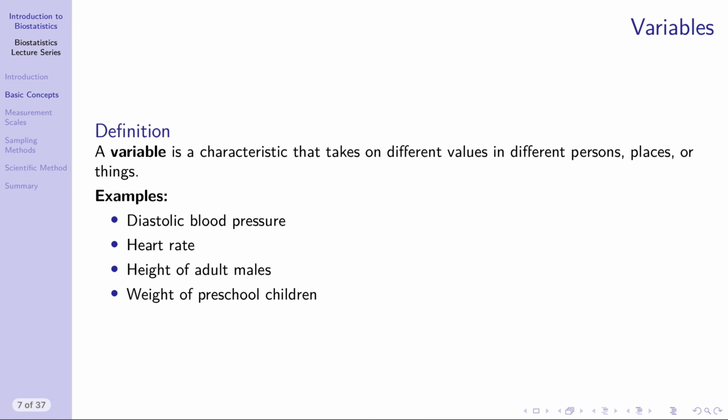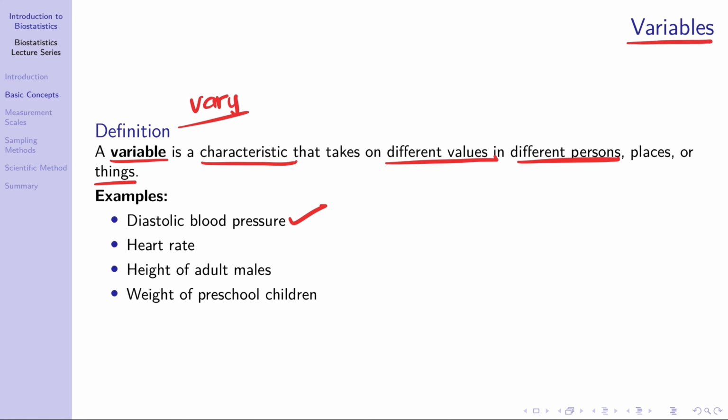So the next definition is variable. What is a variable? The name itself says that it is something that varies. A variable is a characteristic that takes on different values in different persons, places, or things. This is something that is specifically characteristic, but it changes with a particular person, place, or thing. In biostatistics, for example, the diastolic blood pressure, heart rate, the height of adult males, and the weight of preschool children are all examples of different variables.